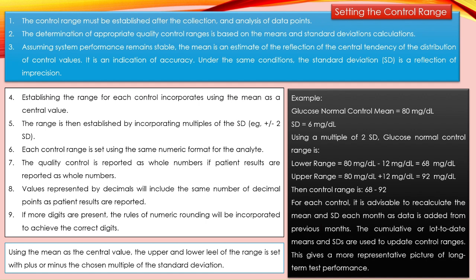For each control, it is advisable to recalculate the mean and SD each month as data is added from previous months. The cumulative or lot-to-date means and SDs are used to update control ranges. This gives a more representative picture of long-term test performance.